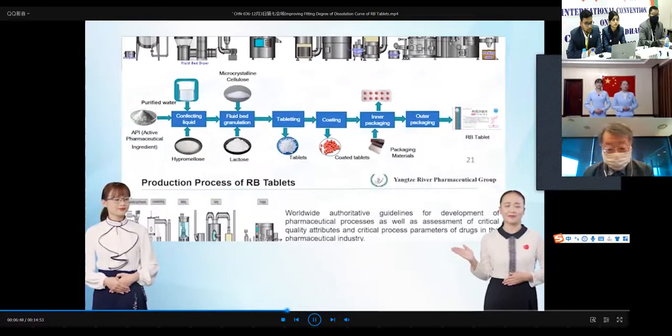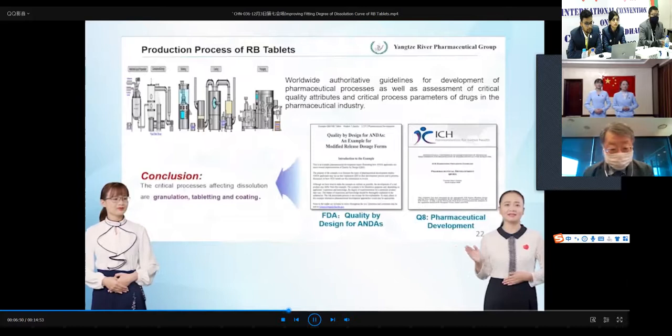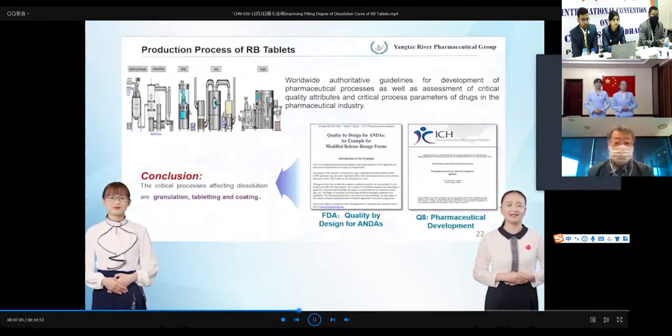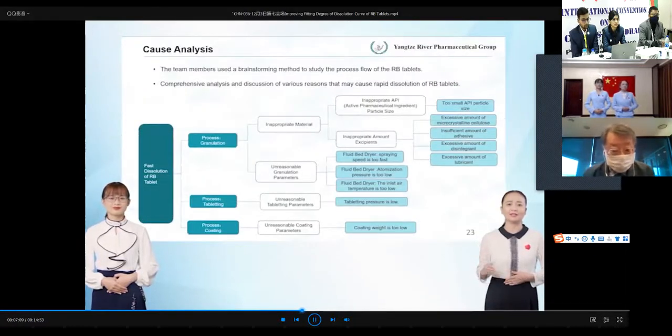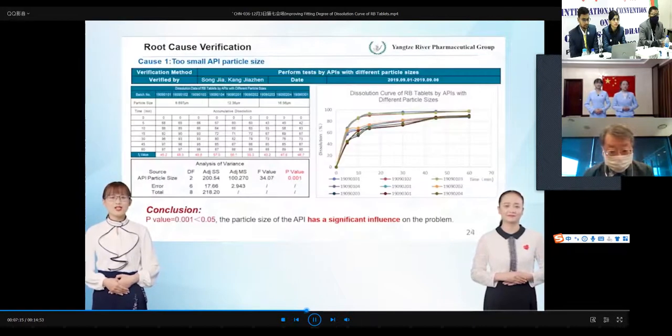All the team members made a comprehensive assessment of each process as per guidelines of FDA's Quality by Design for ANDAs and ICH Q8. We determined that critical processes causing the fast dissolution of RB tablet are granulation, tableting, and coating. Then we conducted analysis on these processes. The possible root causes are shown in the following tree graph. Then we verified the possible root causes.